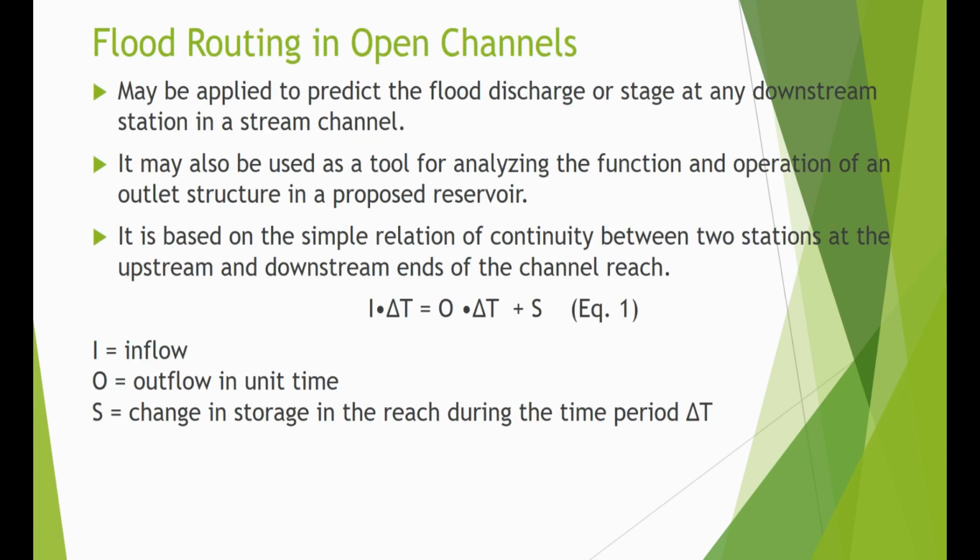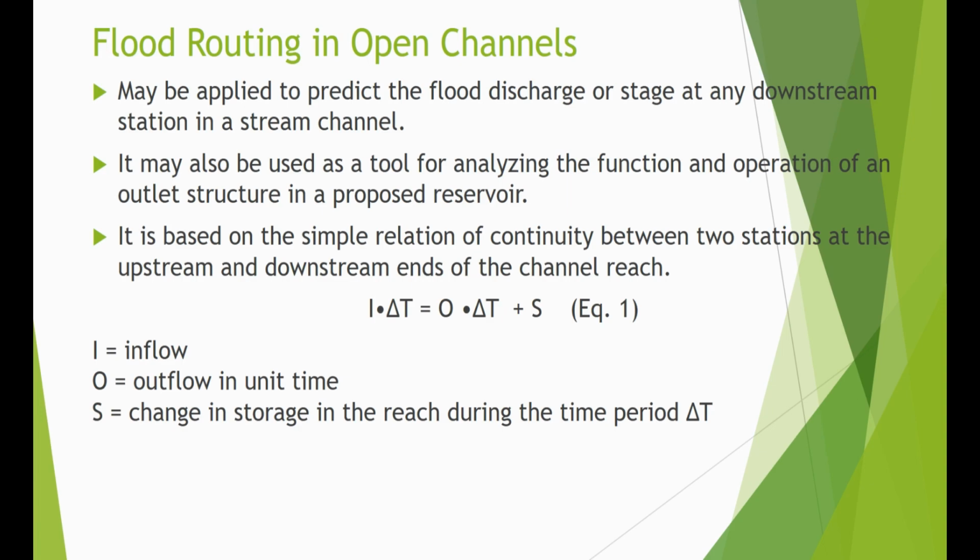And in engineering hydrology, it is necessary to predict the discharge hydrograph of a flood at a downstream site based on the discharge hydrograph obtained from an upstream station. And this procedure involves flood prediction, also known as flood routing. So flood routing may be applied to predict the flood discharge or stage at any downstream station in a stream channel. It may also be used as a tool for analyzing the function and operation of an outlet structure in a proposed reservoir.